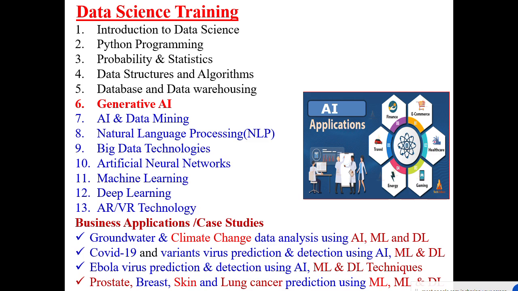Then coming to the fifth subject, database and data warehousing. Sir, what is meant by database? Database is a collection of interrelated data. There are two types of databases: relational databases and non-relational databases. Relational databases are based on the schema, based on the procedure, based on the relation, based on the table; we are creating the tables. A collection of tables is called a database. And examples of relational databases are SQL, MySQL, Teradata, DB2, MS Access, etc.